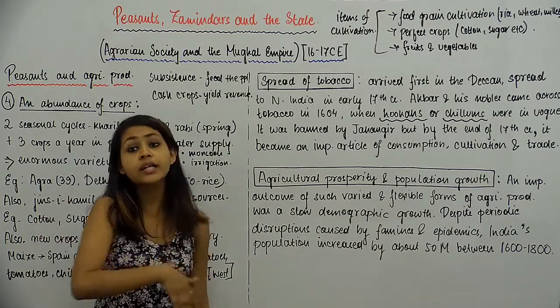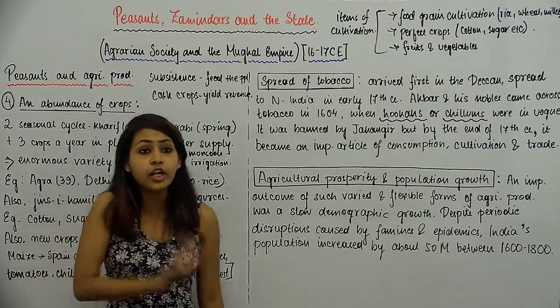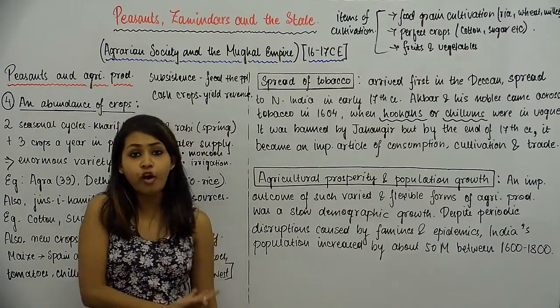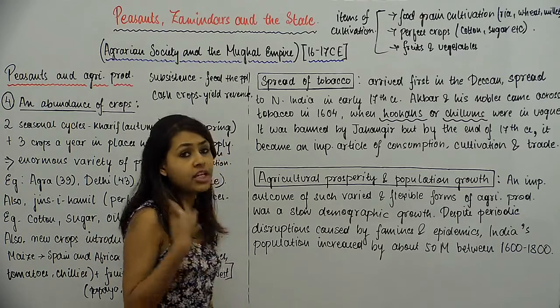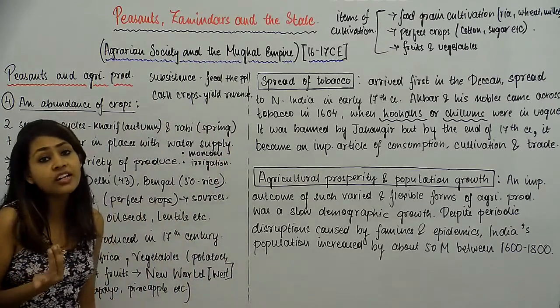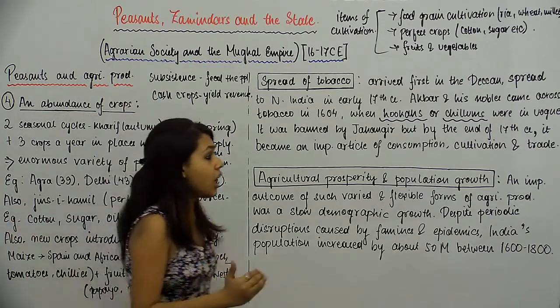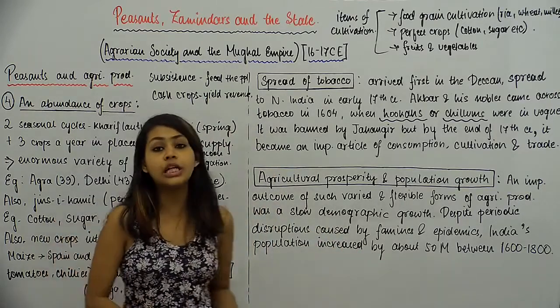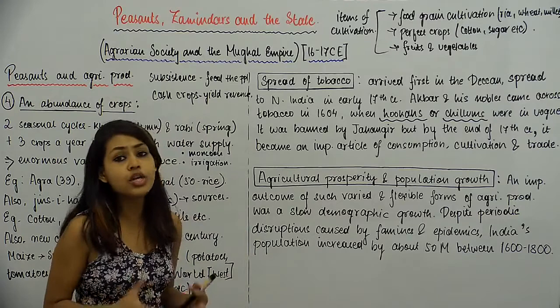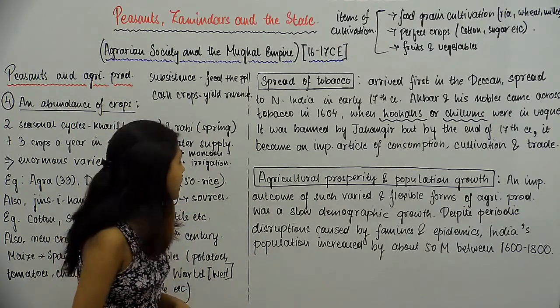If we look at data on population of the medieval period, we realize that the population was growing at a very steady rate, not at a very fast rate, but at a very steady pace, and it was primarily because of the huge agricultural production that was happening.